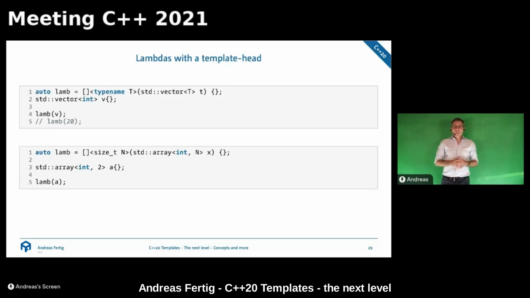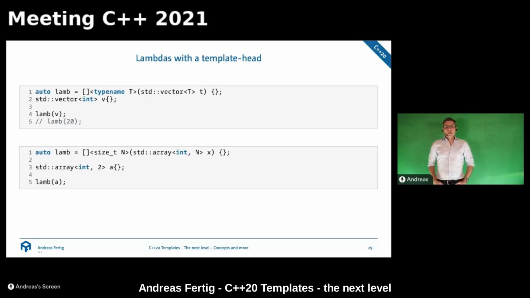And just to get you thinking about new things, here are two ways that you can now use lambdas thanks to the template head. In line number 1, I'm creating myself a lambda called lamp, and it comes with a template head, typename T, and this lambda now takes a std::vector of T. That's possible for the first time. So I can declare in line number 2 a variable of type std::vector of int, and I can call lamp with v, my std::vector of int, and it compiles. But I can no longer call in line number 5 lamp with the number 20, for example, because that doesn't work. And that's another thing that wasn't easily achievable before.